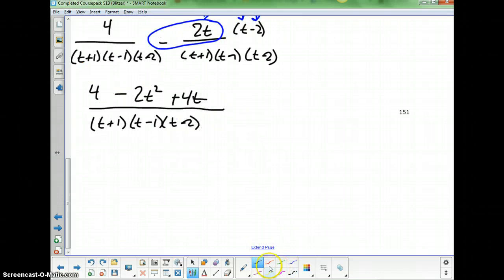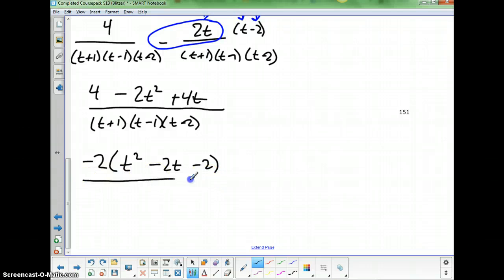Okay. So this needs to be written in the right order, and I'm going to take out a negative 2 at the same time. So negative 2t squared, this will come next, divided by negative 2 is negative 2t minus 2. The 4 divided by negative 2 is negative 2. Okay. Over t plus 1, t minus 1, and t minus 2.